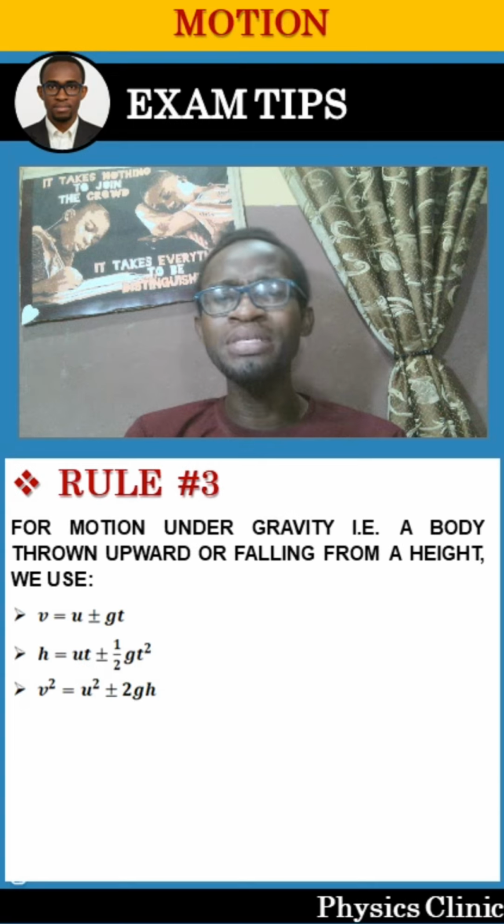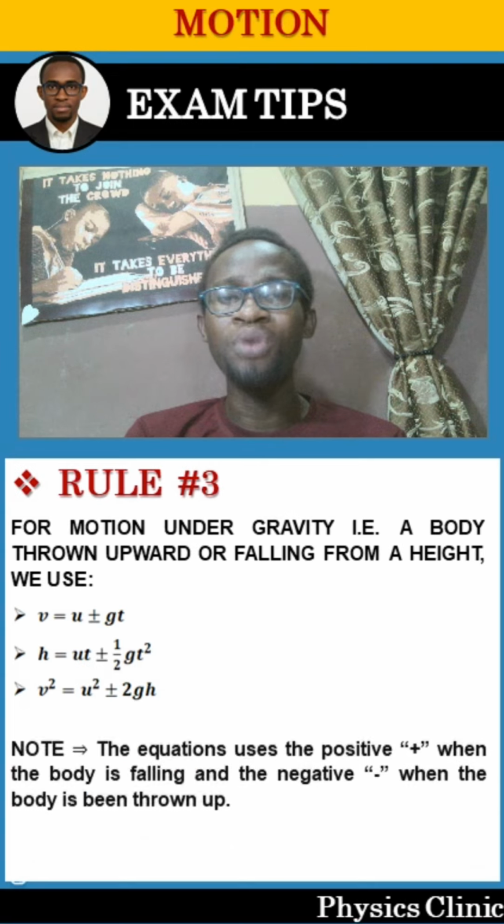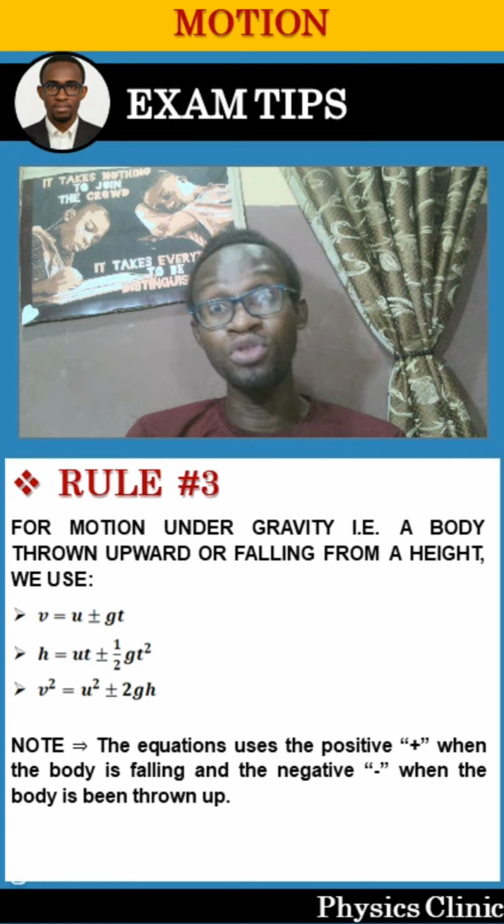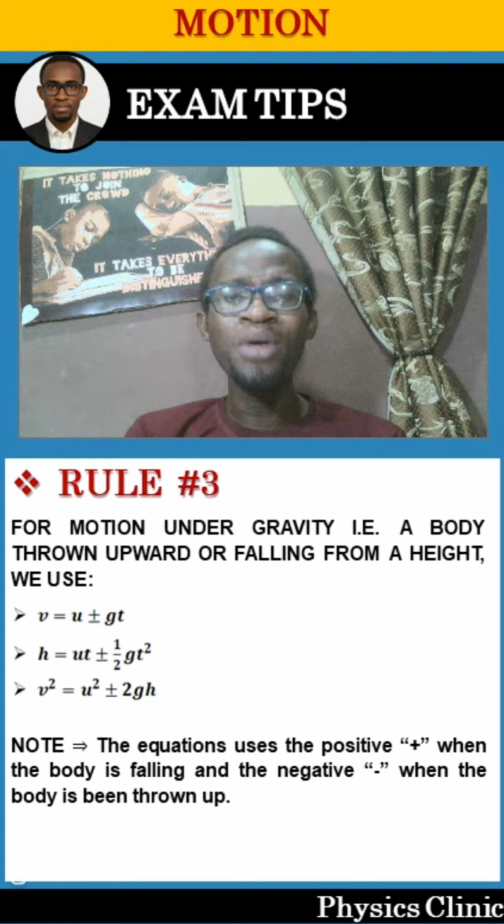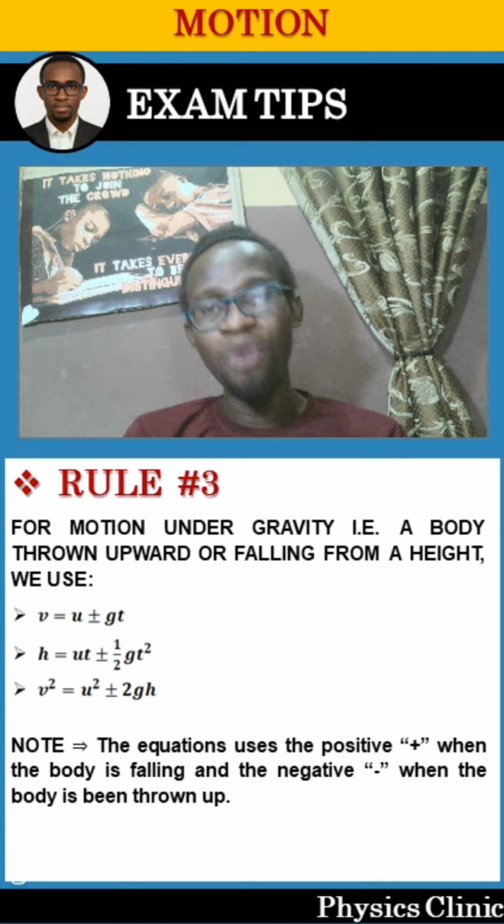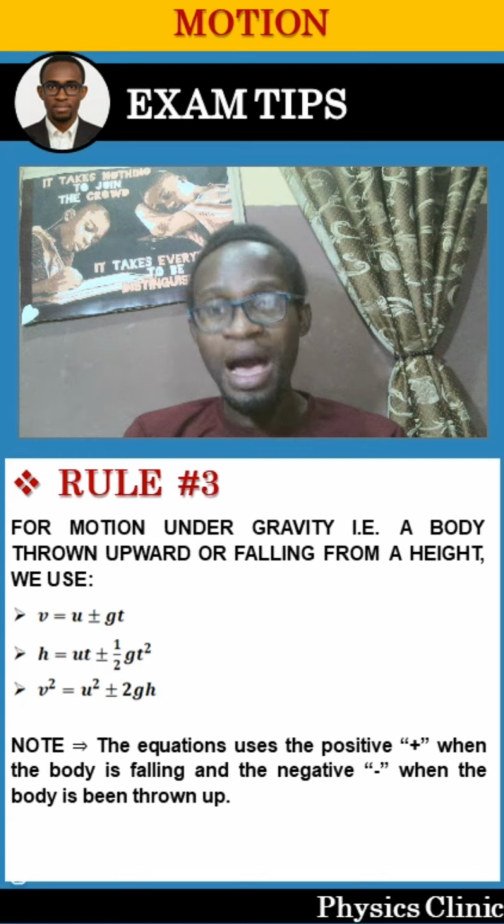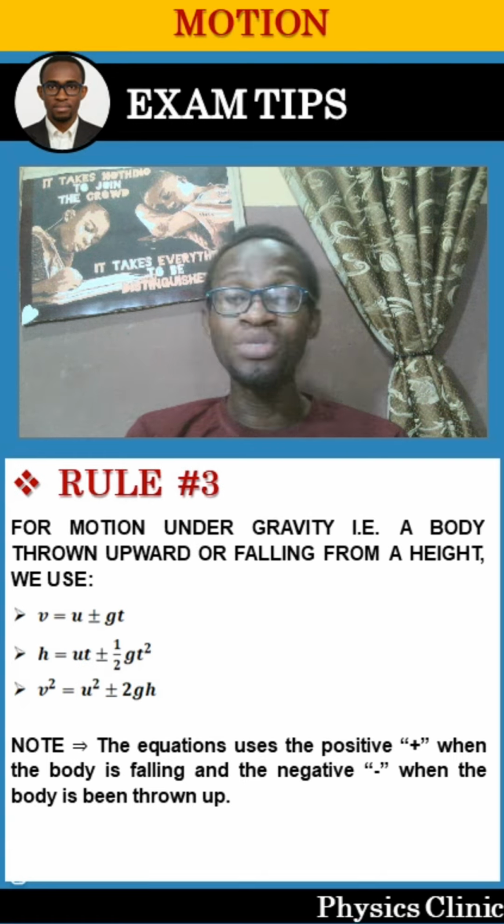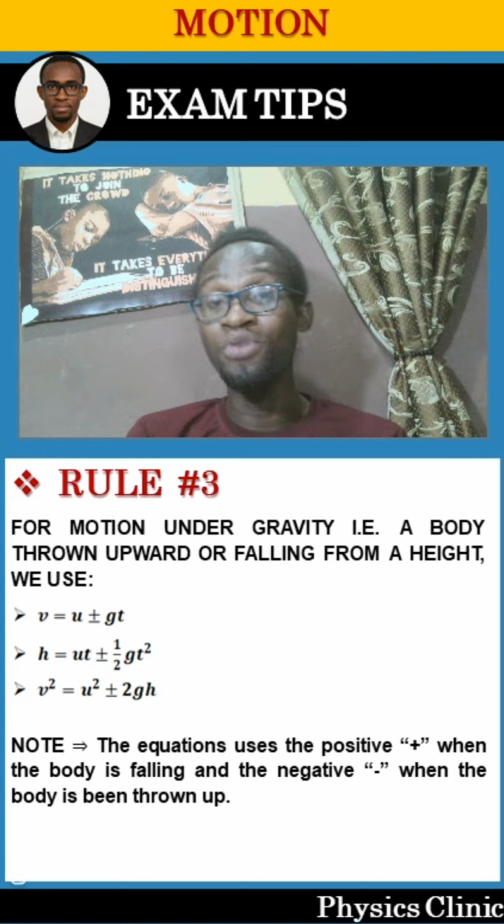You notice that in this equation we have plus or minus. How do we know when to use plus and when to use minus? Plus is for when a body is falling. When a body is falling, it is in support of gravity, it is not opposing gravity. That is why it is going to be plus. And when it is being thrown up, it is going against gravity, so the equation is going to make use of minus.